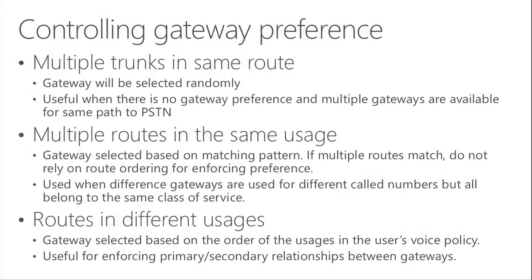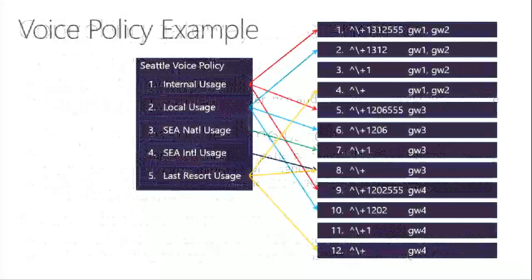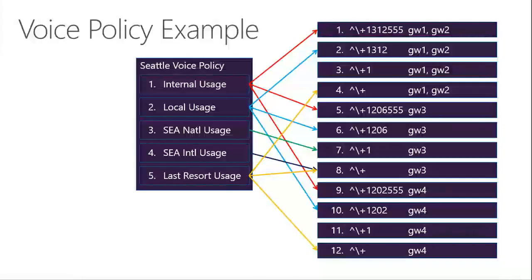So let's take an example. Here is, hopefully it will answer your questions when I cover that. So we have a voice policy. Let's say there's a Seattle voice policy. Now you can see the PSTN usage. Let's say the site has internal usage, local usage, and then you have Seattle national, Seattle international, and last resort usage, right?